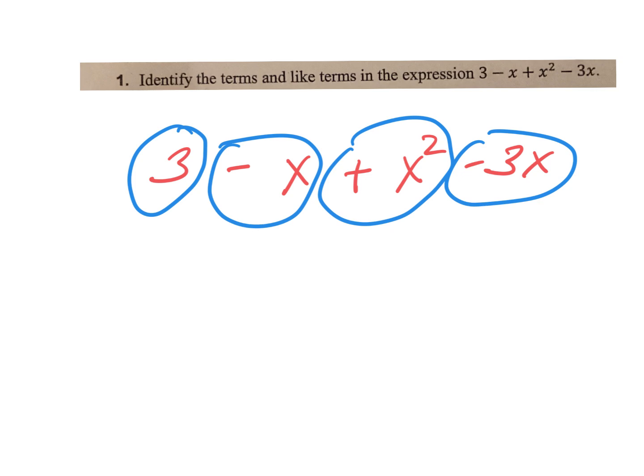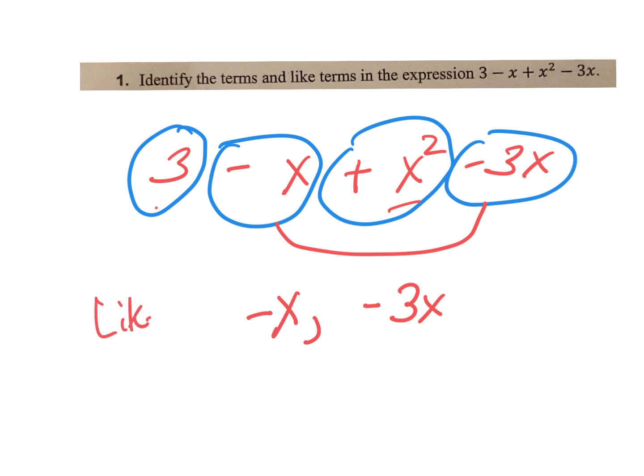Now my like terms are the ones that have the same variable, and there's only 2 that are like. So you have negative x and negative 3x. 3 is a constant, and x squared has an exponent. So these are the like terms.